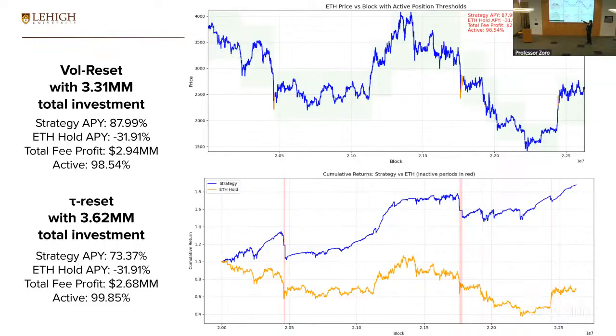However, if we compare it with the other strategy, we have a smaller overall investment and still greater overall fee profit. And that's because we are staying inactive, in the orange, during periods of high volatility, which is exactly what we're trying to achieve: how can we stay inactive during these high volatile periods so we don't fall inactive and face the large and permanent loss, or large value loss, on our position.